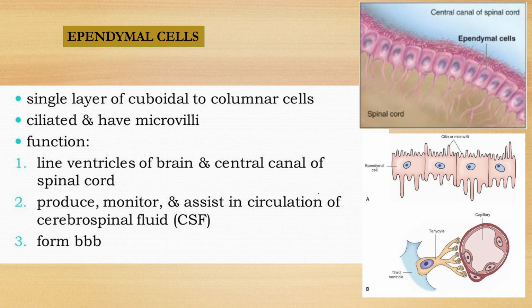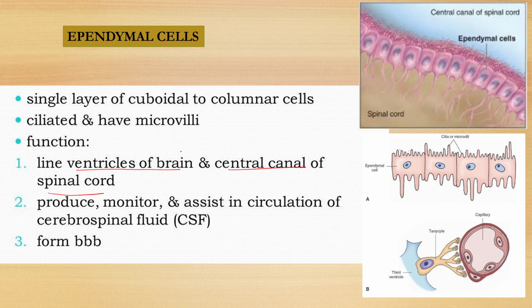The second type of cell is ependymal cells. These are the ependymal cells. They are simply a single layer of columnar or cuboidal cells, which is usually ciliated. You can see these are the cilia of ependymal cells, or they may have microvilli. These ependymal cells are mainly present lining the ventricles of the brain and the central canal of the spinal cord.